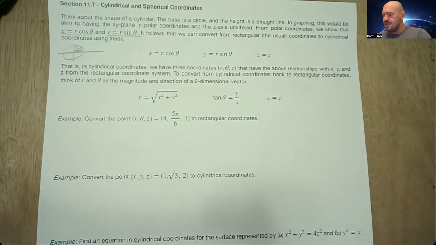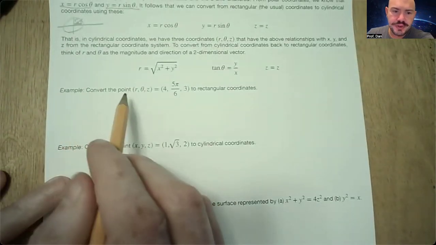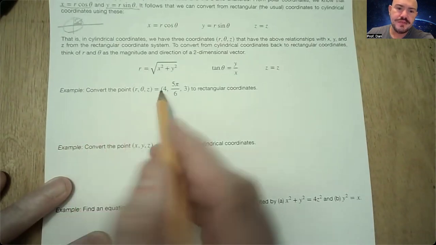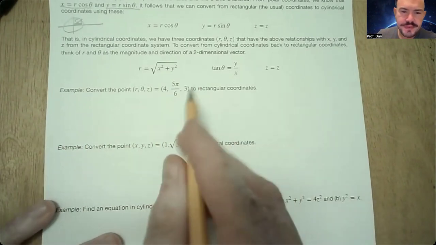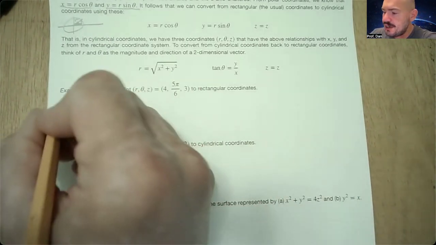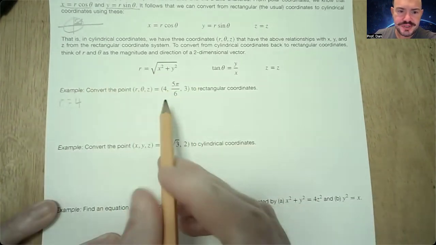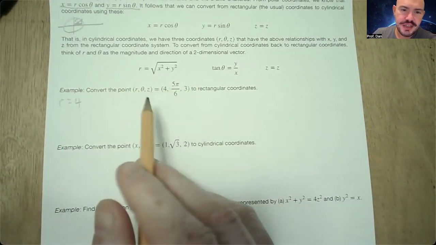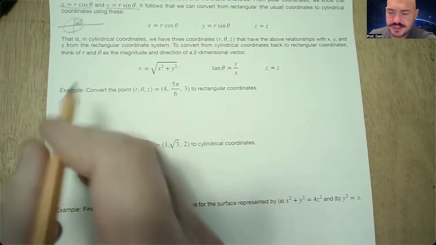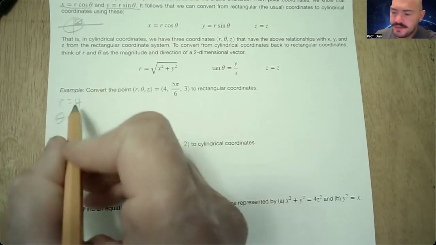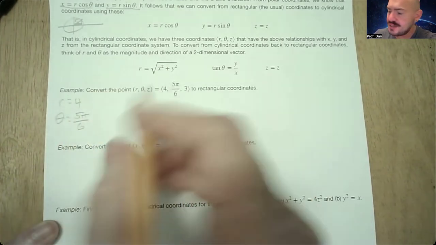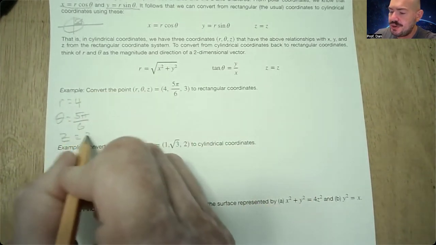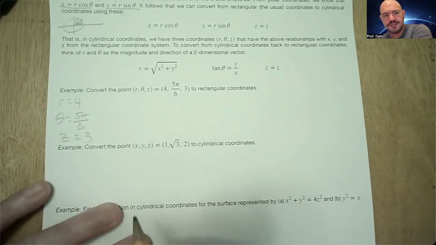So let's look at a couple examples that use these definitions. First, convert the point r, theta, z equals 4, 5 pi over 6, 3 to rectangular coordinates. So we know that r is equal to 4. That's the first number in a set of cylindrical coordinates. Theta is 5 pi over 6. That's the second number. And we know that z is equal to 3. So z is not going to change. We already know the z coordinate.